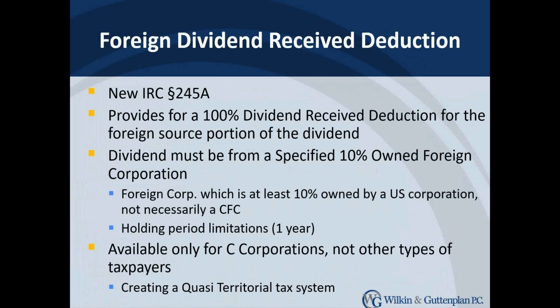It's also in some authority referred to as the participation exemption. You may hear that term used too. You have to hold the stock for at least a year. Now, here's the real issue. This dividend received deduction applies only for C corporations. So if you own a foreign corporation in any other type of ownership, whether you own the foreign corporation individually, through an S corporation, through a partnership, through an estate, through a trust, you will still be taxed on the dividend received, but you will not get the benefit of this offset.